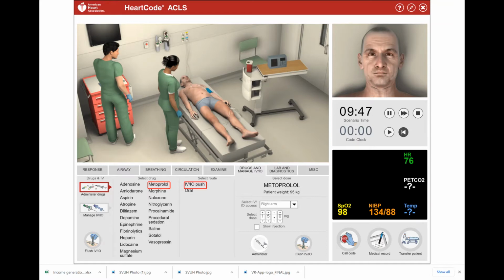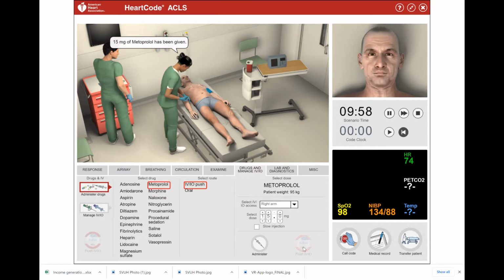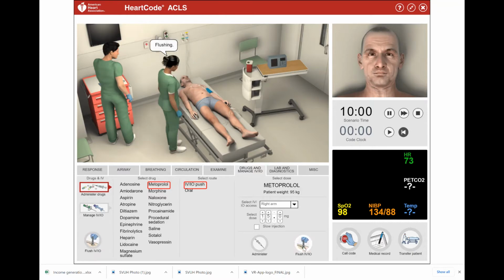77 is still a reasonably normal heart rate, so it's not happening as quickly as I'd like. So we'll just give him the full 15. So he's at 22 milligrams for now of metoprolol that has been given. Flushing. He should be pretty heavily affected by all this metoprolol. Yeah. Okay. What else could we do for him?